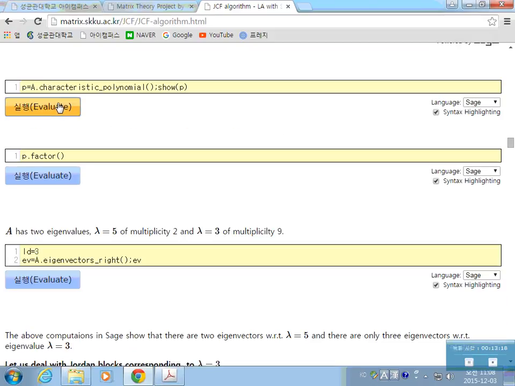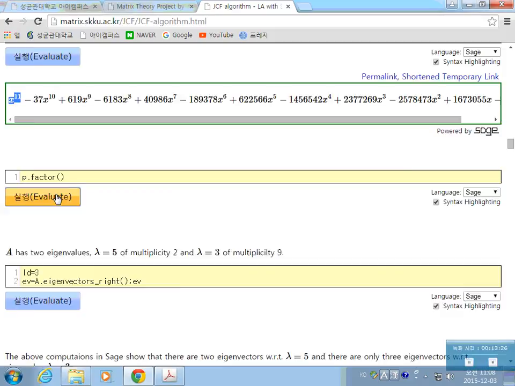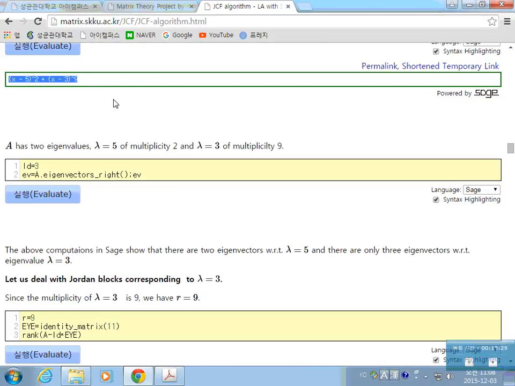We start. First, this is the characteristic polynomial of the given matrix A, a polynomial of degree 11. Solve this. What does this say? It has two distinct eigenvalues, one is 5 and the other is 3. One has algebraic multiplicity 2, the other has algebraic multiplicity 9.